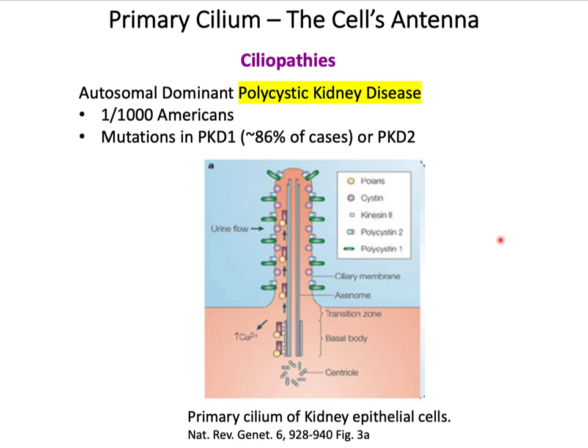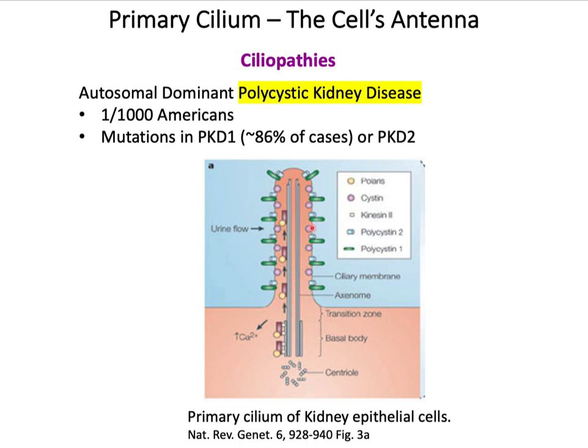The underlying cause of polycystic kidney disease is a genetic mutation in the genes known as PKD1 or PKD2. In the majority of patients, about 86%, they have a mutation that renders PKD1 inactive. For the remainder, approximately 14%, they have a mutation in PKD2. PKD1 encodes a protein known as polycystin 1, or PC1, shown here. And PKD2 encodes a protein known as polycystin 2, or PC2.